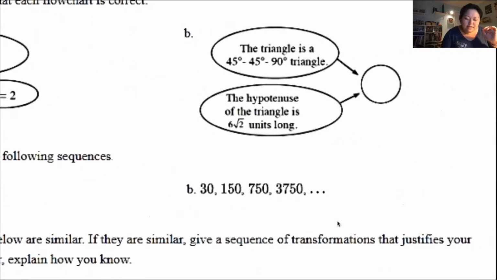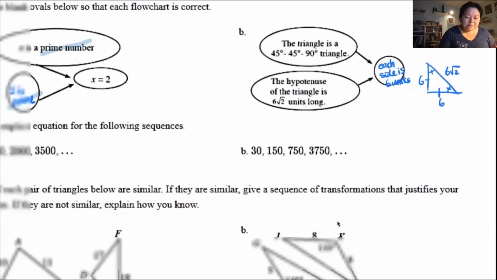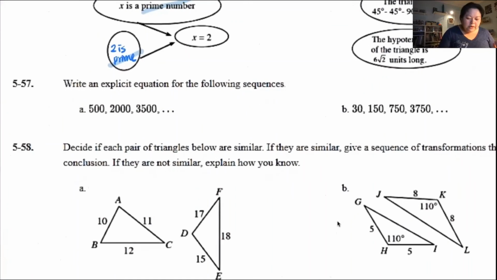Okay? All right. Next one says the triangle is a 45, 45, 90 triangle. The hypotenuse of the triangle is 6 root 2 units long. So in that case, this triangle is a 45, 45, 90 triangle, and we have the hypotenuse. So again, let's kind of draw this out. We know that we have this triangle to be a 45, 45, 90 triangle. We know that the hypotenuse is 6 root 2. What does that tell me? Then the sides are 6 because of the shortcuts. So I would say each side is 6 units. That's a conclusion.